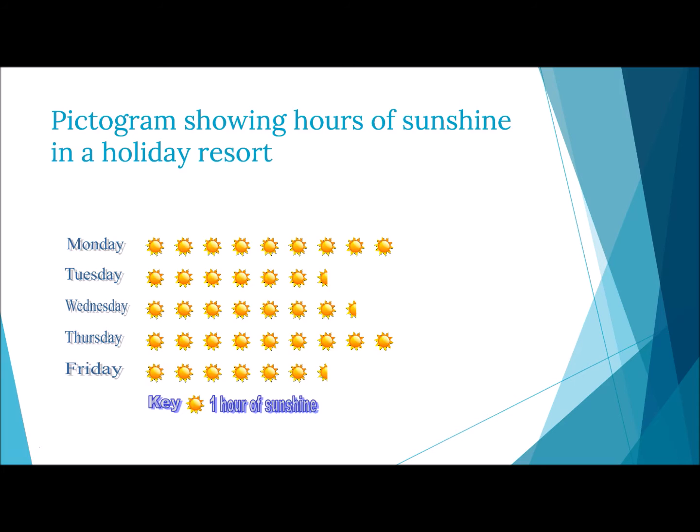And just a very quick example. The key obviously tells us that that sun represents 1 hour of sunshine. So you could count up for Tuesday, say 1, 2, 3, 4, 5, 6.5 hours of sunshine. Very simple.